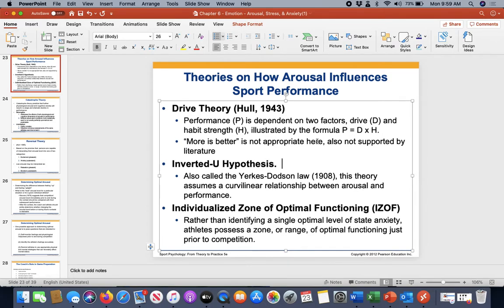And then we also have what's called the individualized zone of optimal performance. Basically, what we're saying is that each person has their own zone. Have you ever heard, are you in the zone? That's what we're talking about there.